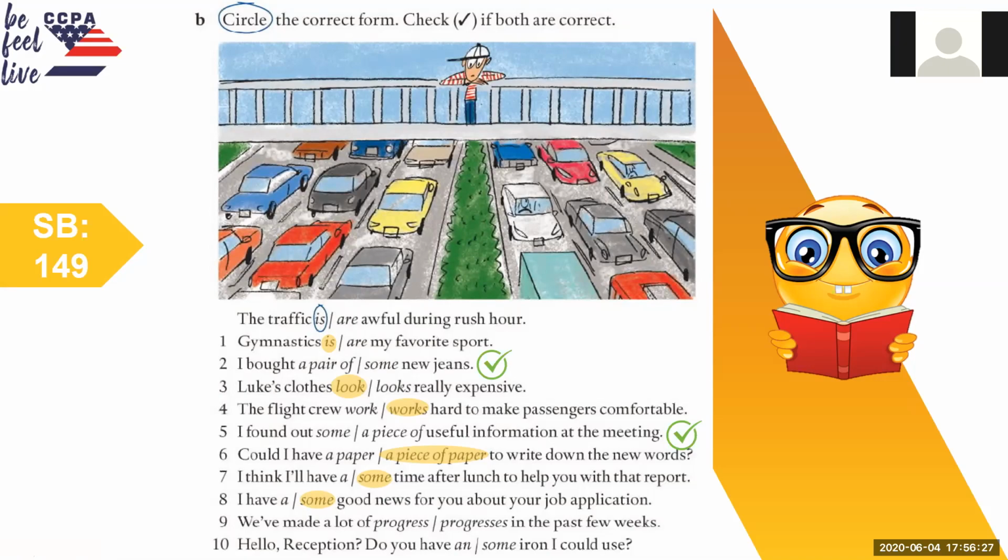Okay, we've made a lot of progress in the past few weeks. Excellent. Thank you, Guada. And number 10, can you select the last victim of the day, Guada? Lucero? Lucero, number 10 is yours. Hello, reception. Do you have some iron I could use? You're talking about the electrical appliance. Oh, an iron in that case. Excellent. Thank you so much, Lucero.